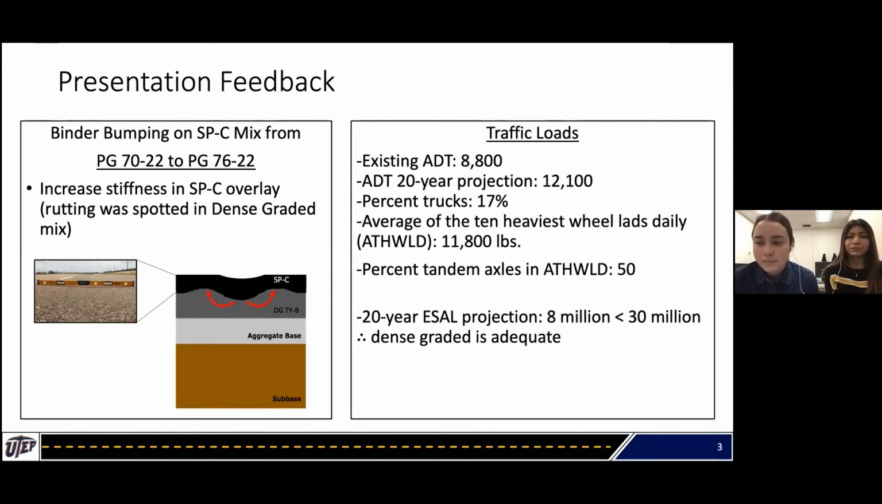We also looked at the traffic that it was exposed to, and based on the 20-year ESAL projection, a dense gradient mix was adequate for a site as a base layer, but because it served as a surface layer for a brief amount of time, with the addition of its poor composition, its poor production, and its poor construction, the dense gradient mix failed. Thank you.